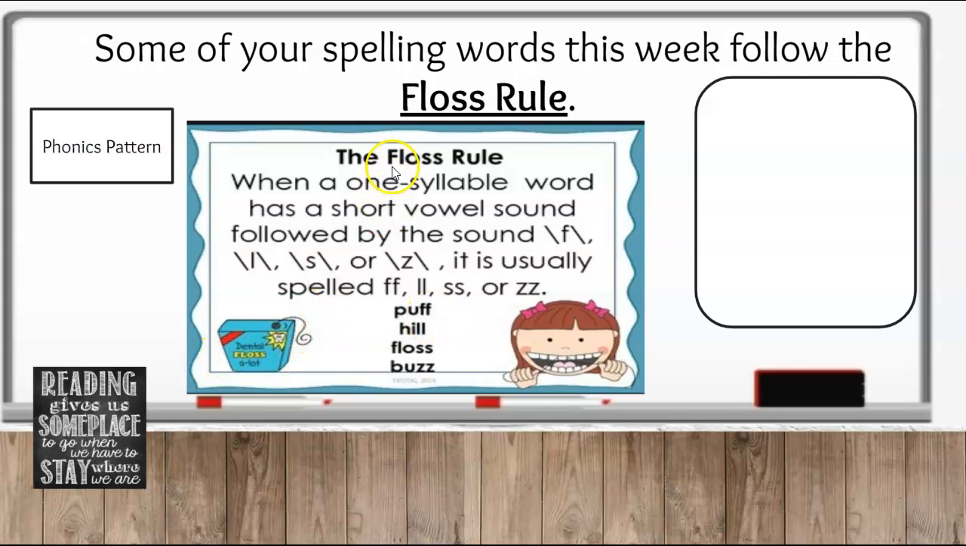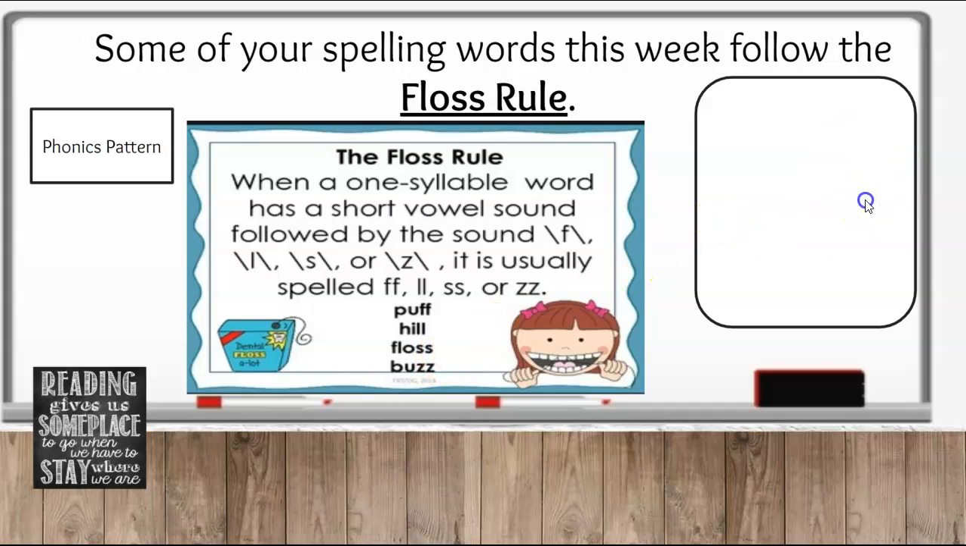If I look at the word floss, how many syllables? One. Does it have a short vowel? Yes, that short vowel is o, that says ah. And then I hear that s at the end, and that says s. So I got floss, and that follows the floss rule.